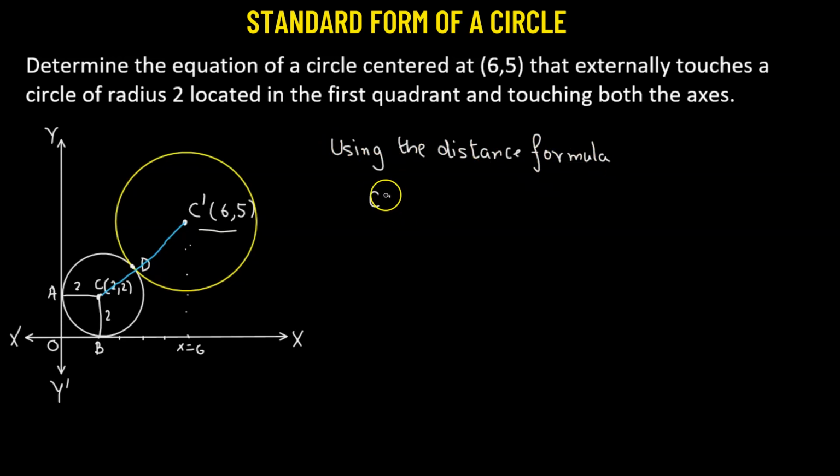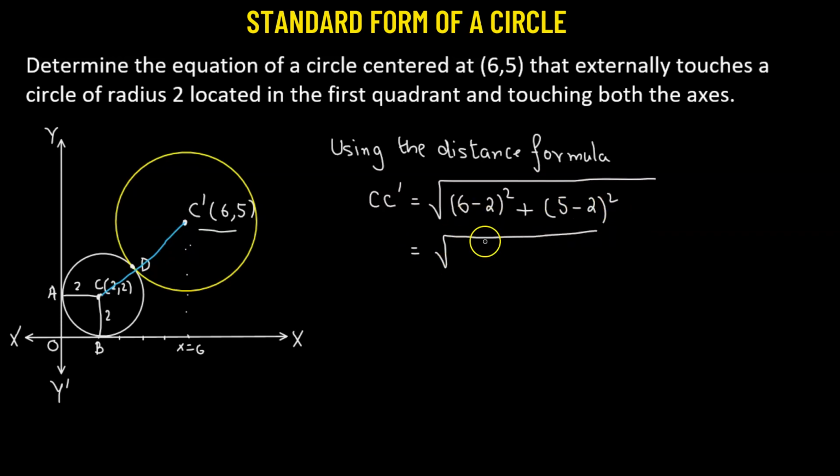So let's use the distance formula. The length of CC prime is going to be equal to the square root of, we'll have to take the difference of the x coordinates, that's (6 minus 2), square this result, plus the square of the difference of the y coordinates, so that's (5 minus 2) whole square. So let's calculate this value. 6 minus 2 is 4, 4 squared is 16, plus 5 minus 2 is 3, 3 squared is 9. So I have 16 plus 9, which is 25, and the square root of 25 is going to be 5. Here we are only taking the positive value since we are calculating distance.